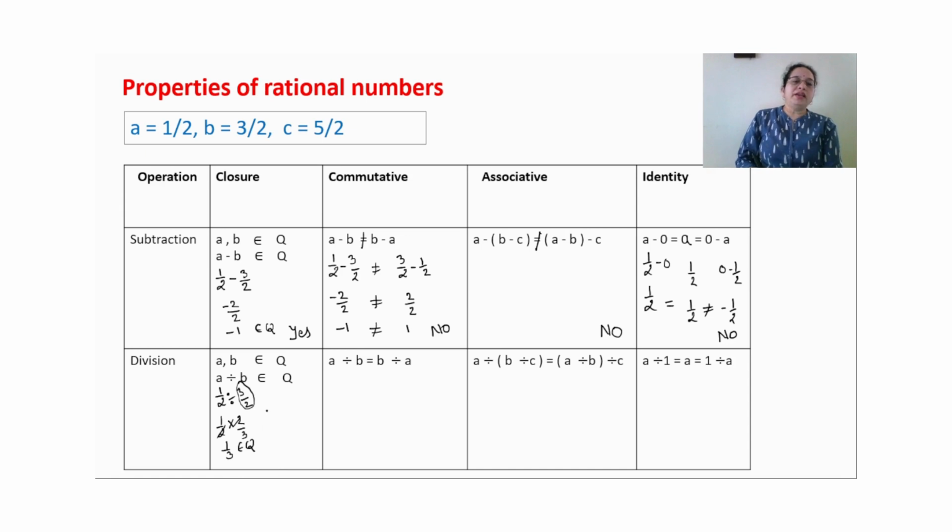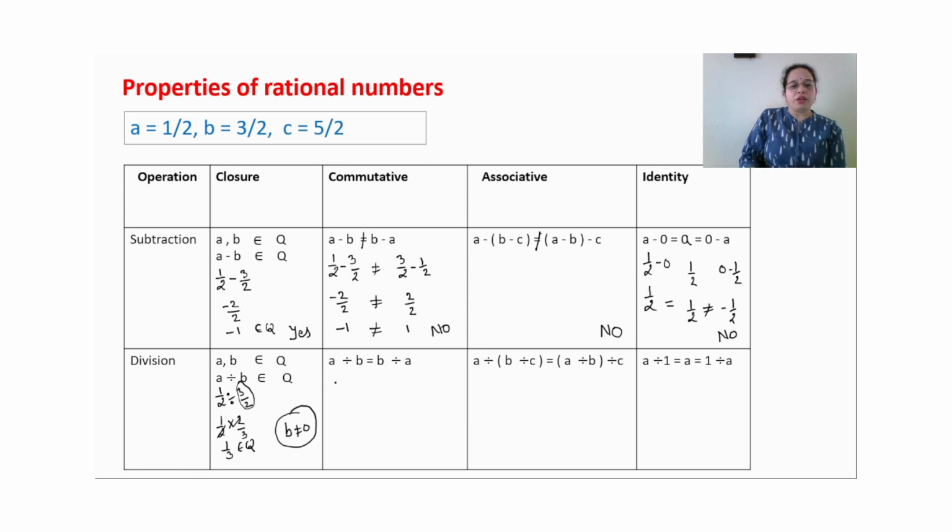So we can say that yes, we can observe closure property in division, but there is one case: b should not be equal to 0. If your b is 0, you cannot observe it. This will not be a rational number. So b should not be equal to 0. For this case only you can observe closure property in division of rational numbers.